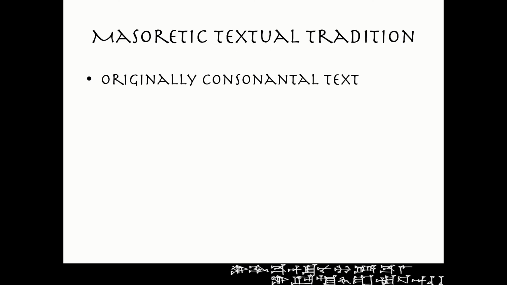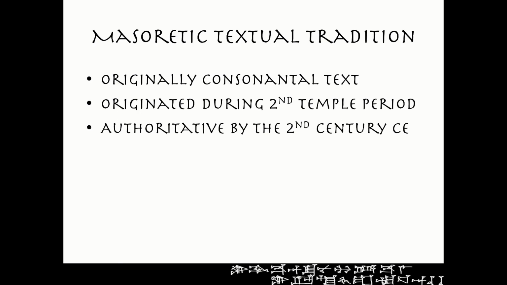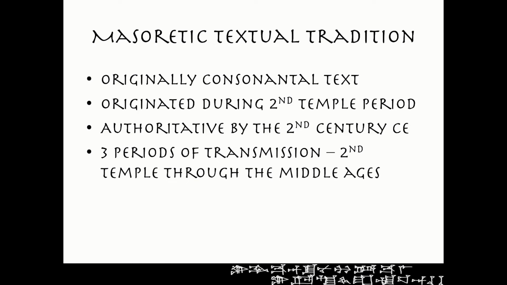Now, the Masoretic textual tradition, if you remember, was originally in consonantal form. It originated during the Second Temple period. We don't know exactly when it began, but we have evidence of it throughout at least the second half of the Second Temple period. It became authoritative to the Jewish community by the 2nd century CE, and there were 3 periods of transmission, from the Second Temple period through the Middle Ages.